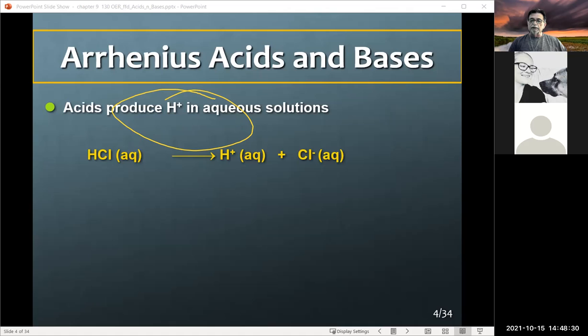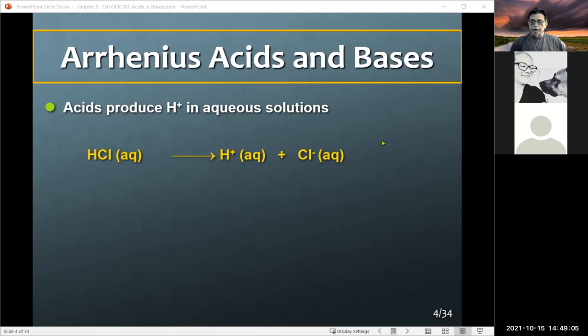Now, here's the thing about the definitions. There's two definitions. The first definition is called Arrhenius acid or base. That is any compound that, when dissolved in water, dissociates and produces the proton H+. It's an aqueous solution. When we talk about acids and bases, we're talking about aqueous solutions, water solutions. Hence, we use the (aq) to designate it as an aqueous solution.